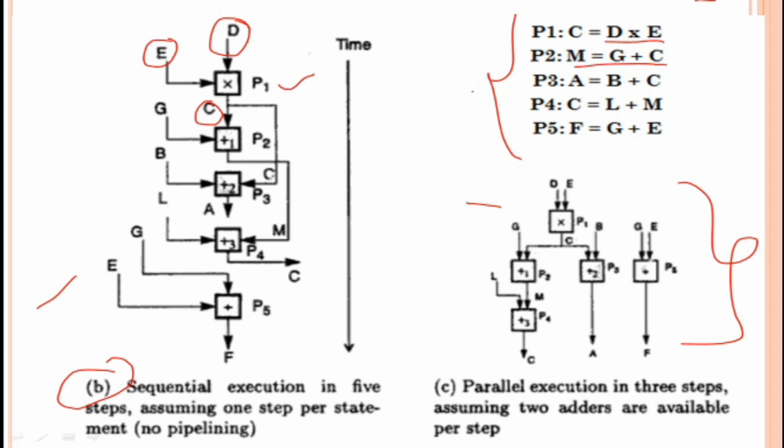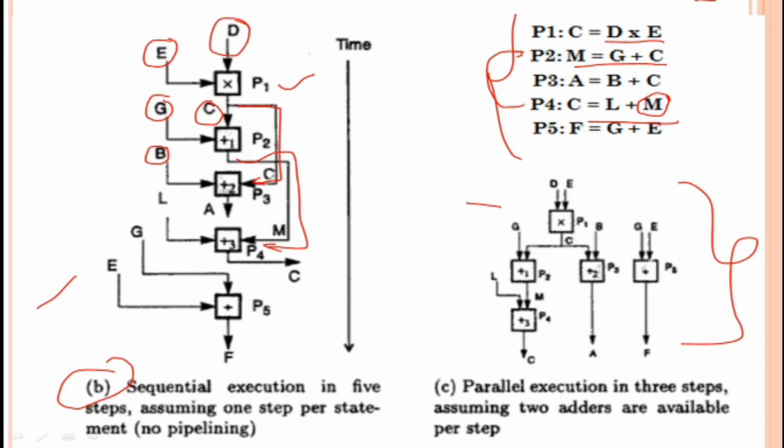All right. Then to execute process 2, that is M is equal to G plus C, we require the output of P1, that is C, and the value of G. Then I'll get the output of M. That will be supplied to what? Again to process 4. So process 4, C is equal to L plus M. So here you can see M is dependent on process 2, the resource dependence. This is called the resource dependence on P2 here, right? Then P3, that is A is equal to B plus C. Then B value is supplied, and C value from process 1. So C value it gets.